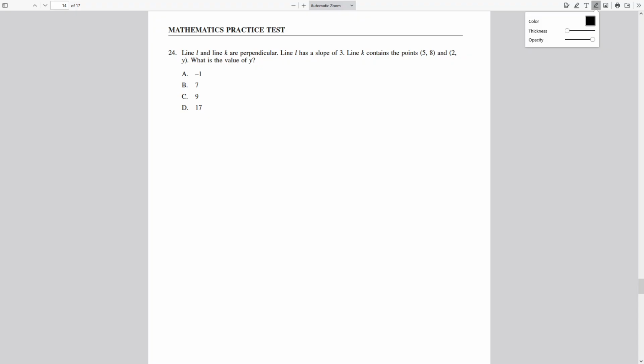Okay, so rise over run. 3 over 1. 3 over 1. 8, 9. 7. The answer is 7.